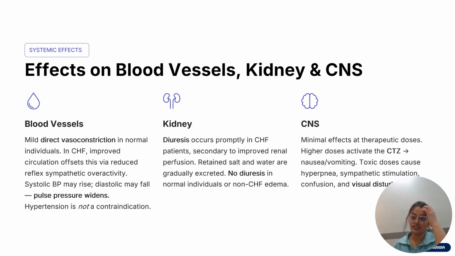Effect on the kidney. In the CHF patient, it causes diuresis secondary to improved renal perfusion, and retained salt and water are gradually excreted. No diuresis occurs in non-CHF patients. Third, on the CNS, it causes CTZ stimulation at higher doses, with minimal effects at therapeutic doses. CTZ is the chemoreceptor trigger zone, which causes nausea and vomiting. Toxic doses cause hyperpnea, which is an increase in the breathing rate, sympathetic stimulation, confusion, and visual disturbances.